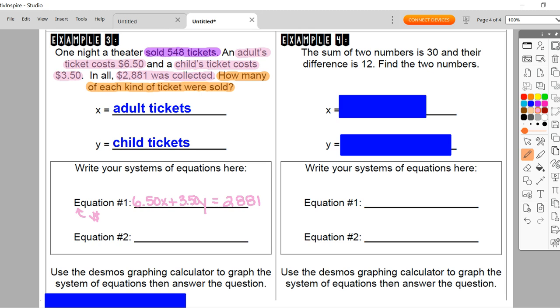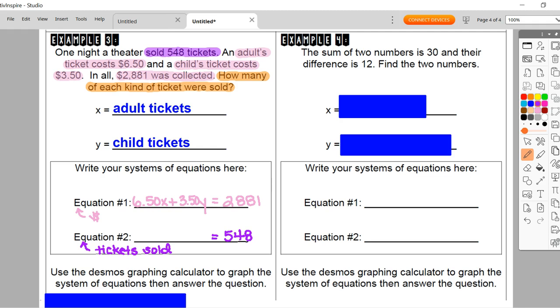So I knew this first equation had to be relating to everything money-wise here, specifically everything that had a labeled unit of money. For equation number 2, I'm not going to look at money now. I'm going to look at the tickets that were sold. The only information I have about the tickets sold, I highlighted in the first sentence, was that we sold 548 on that one night.